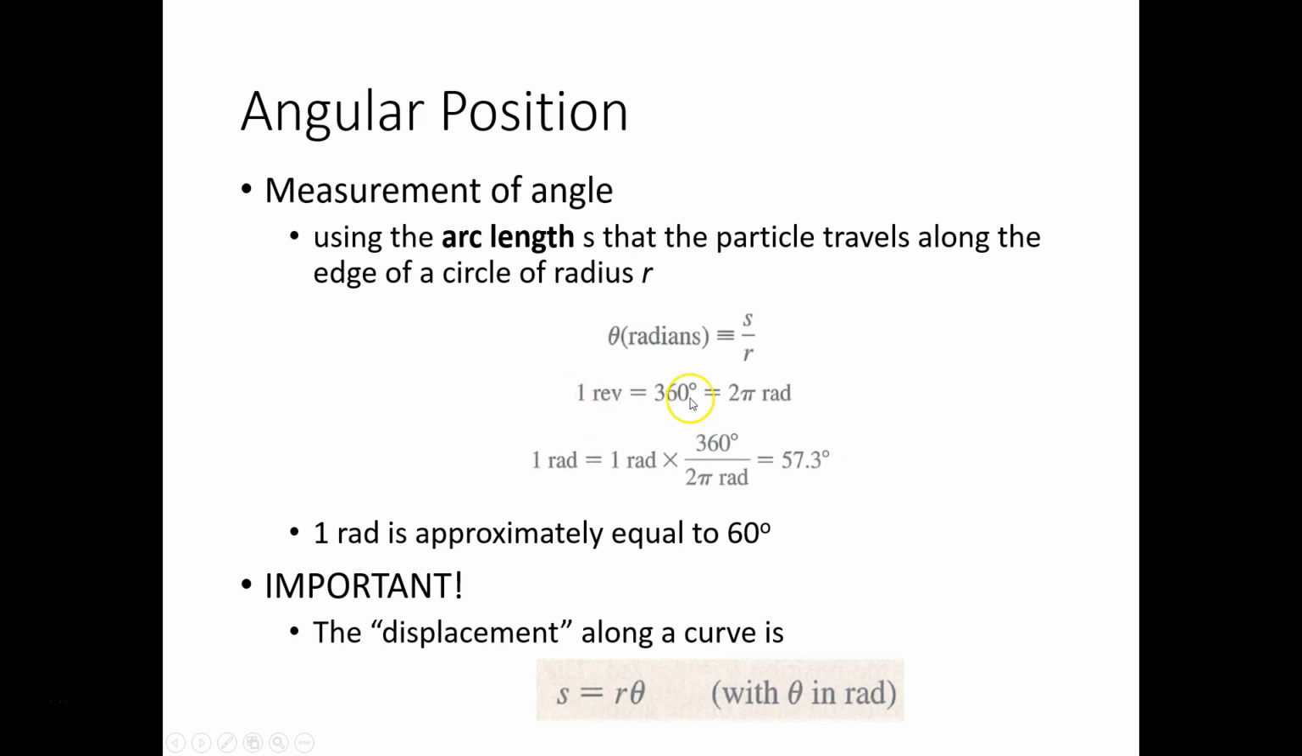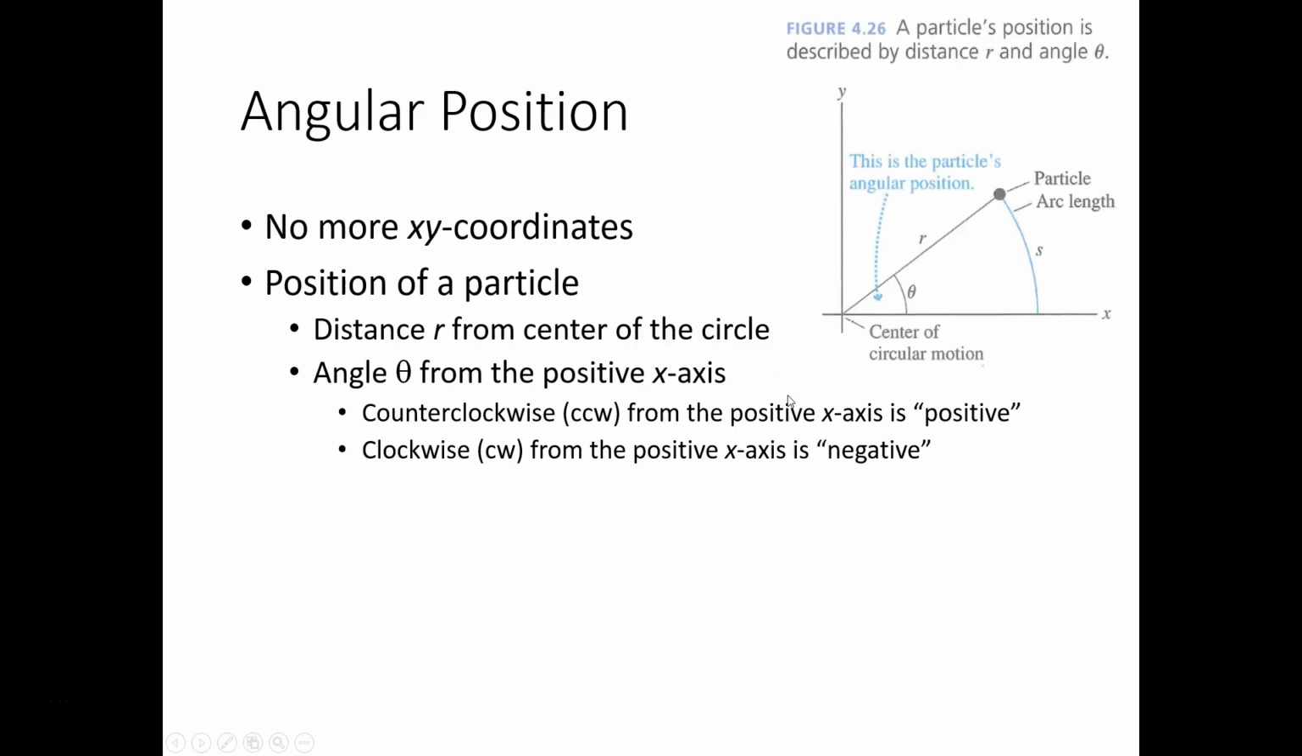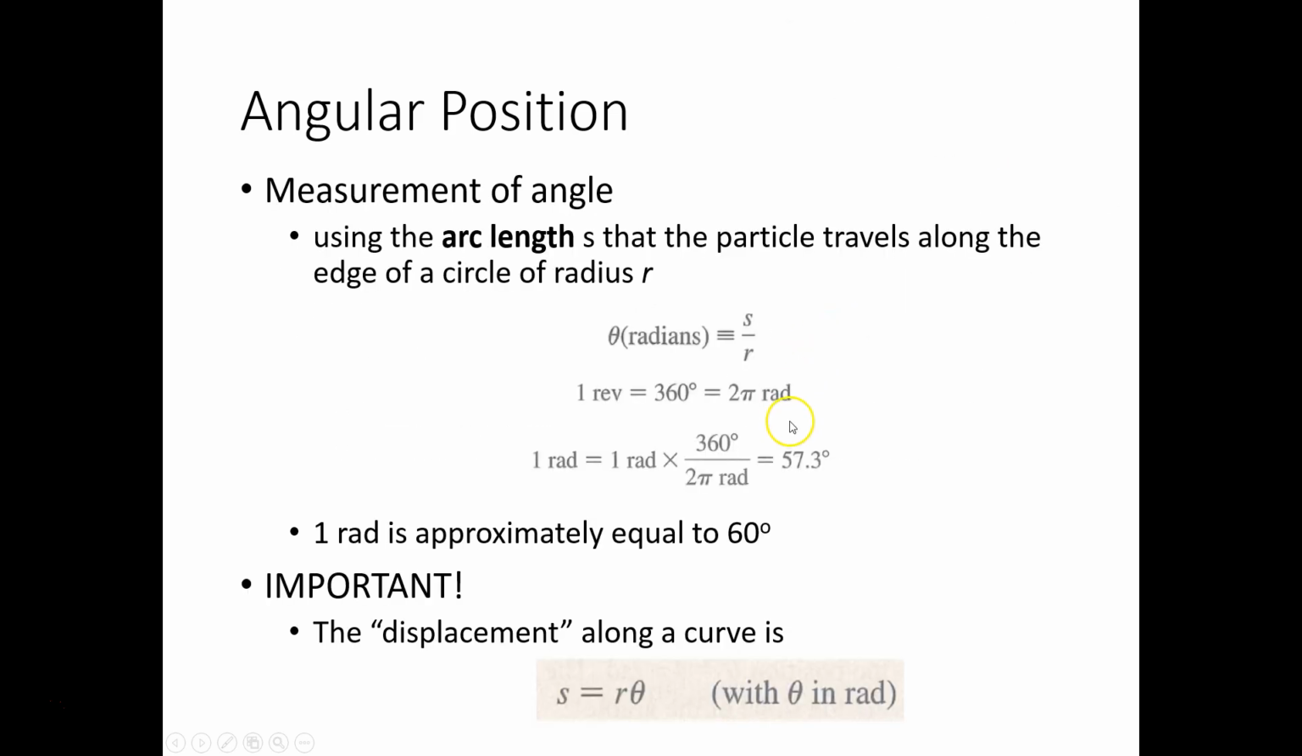If we know one revolution is 360 degrees, that's equal to 2 pi radians. We know that on a circle, 1/2 of the way around is pi radians. So all the way around would be 2 pi radians. And so here 1 radian is approximately equal to 57.3, well, exactly 57.3 degrees. So it's pretty close to 60 degrees.